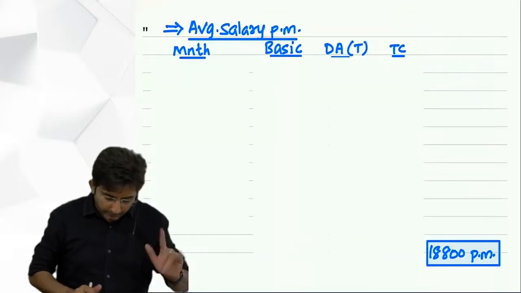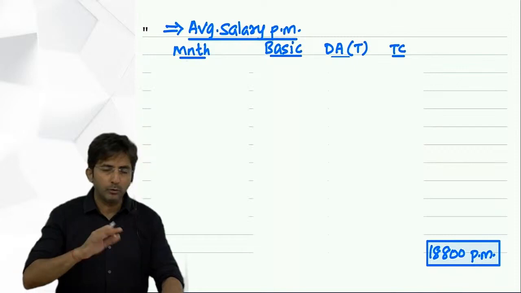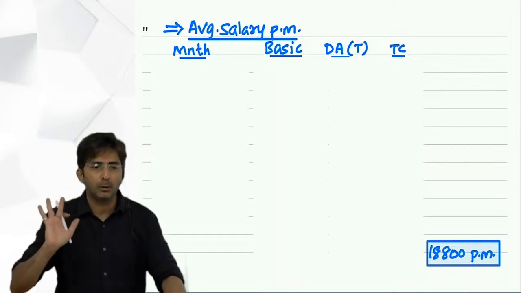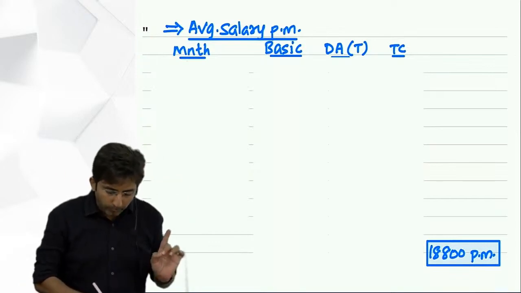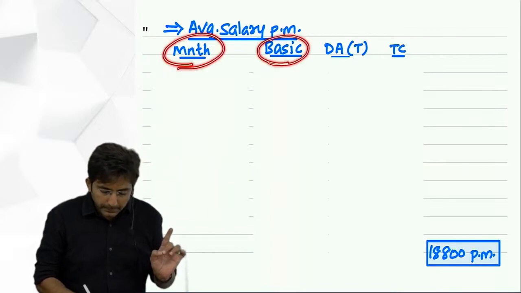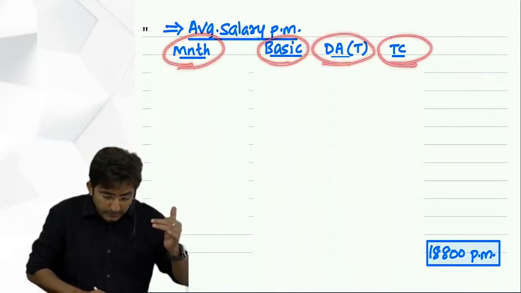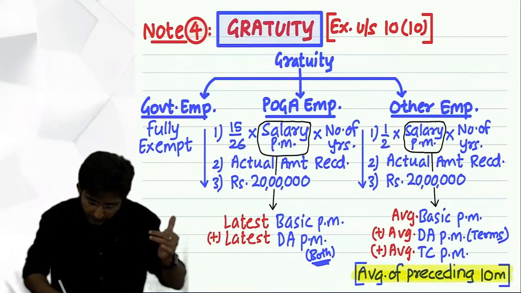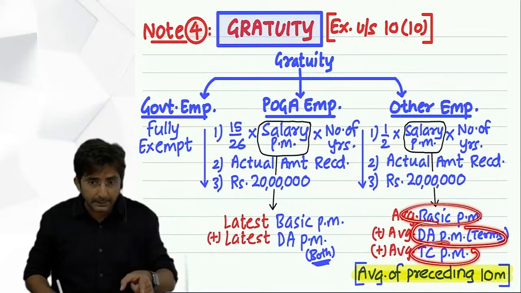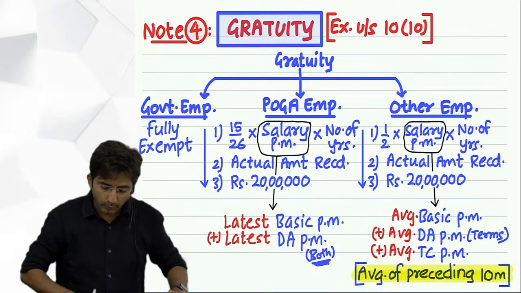So look here. It is the first question. Let me show you how to do. You don't do it on your own. I know if I ask you to try, you will be able to work out. But I want to show a particular method and a system. You will prepare four columns: month column, basic salary, DA in terms and turnover commission. Why these columns? Because what did I explain here? You have to take basic, DA in terms and turnover commission. Three things are there. So for three things, three columns. Okay, and then see what I have done.